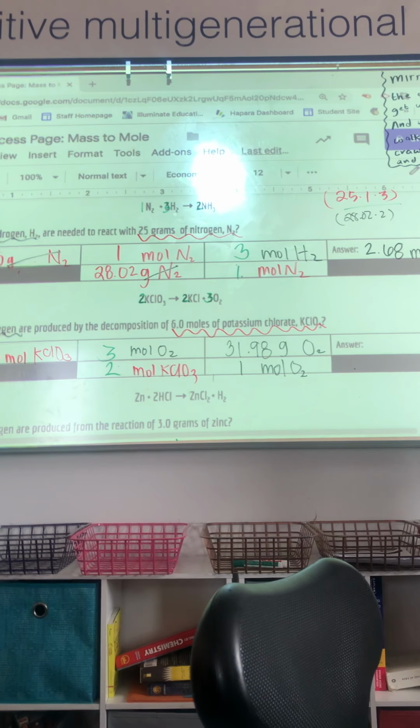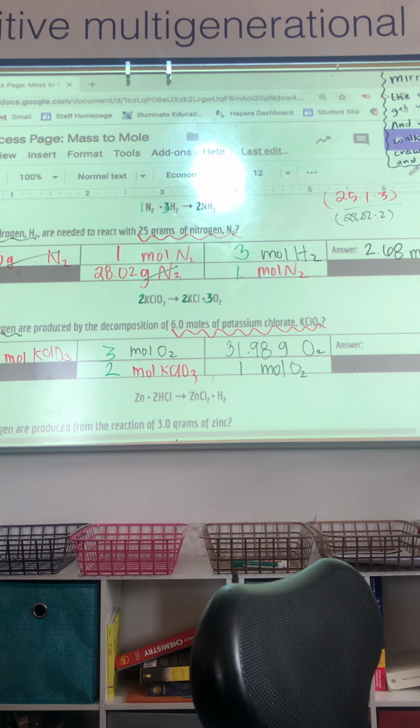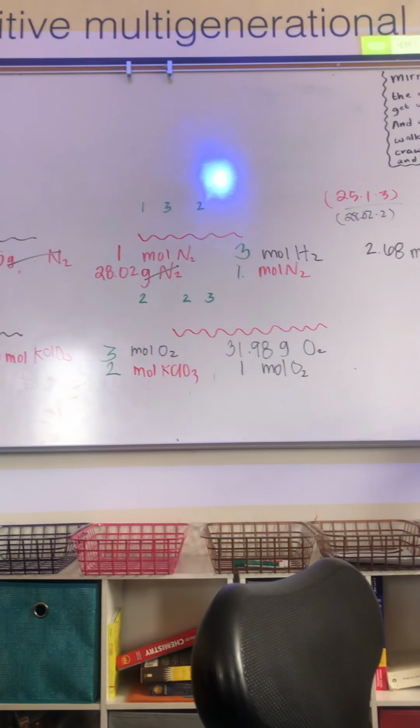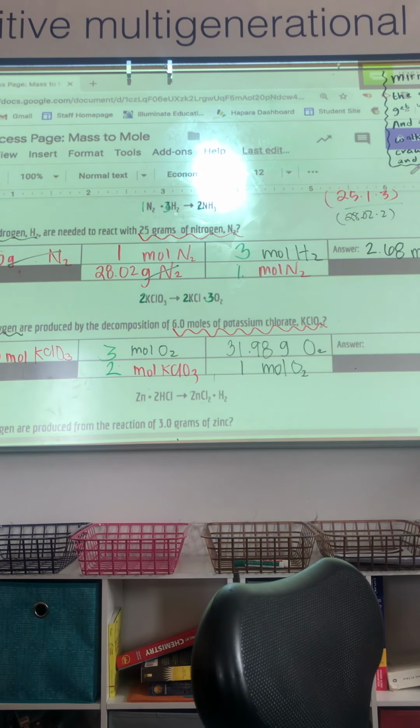Now, walk me through what I'm putting. Why is it 31.98? What's 15.99 times 2? Why do you multiply them? How many O's are in O2? Oh, 2. You're right. Light bulb. So for each question, we're going to have to go to the periodic table. Yes, for each question, you will have to go to the periodic table and find the mass.